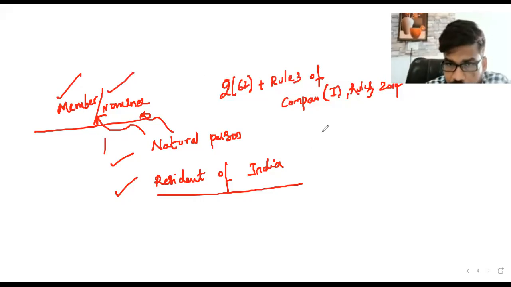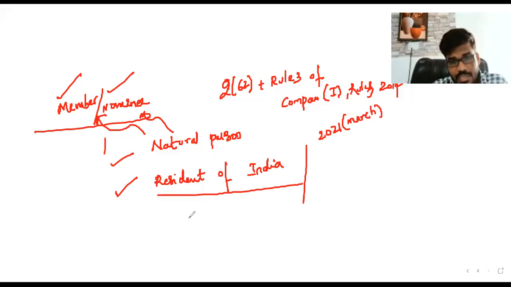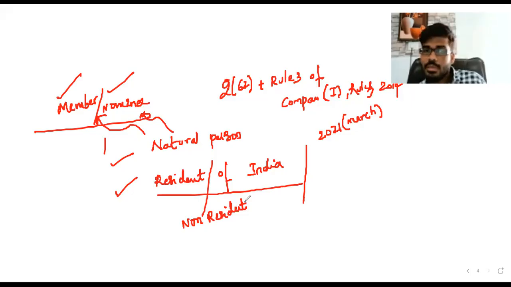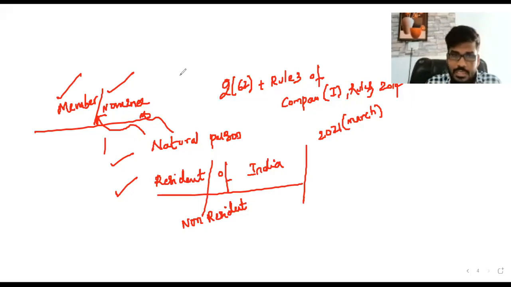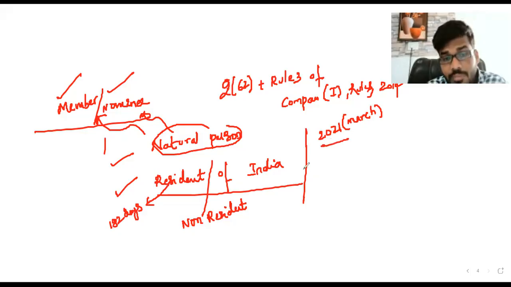But what happened? The 2020 amendment, the 2021 March budget amendments. What is that? Even a non-resident of India also. Sir, here it clearly says that generally we discuss that a natural person who is a resident of India can incorporate a one person company in India. In that, for resident also, we are studying 182 days or more residing in India. But in the year 2021, there was an amendment in March related to this rule. What is that, sir?